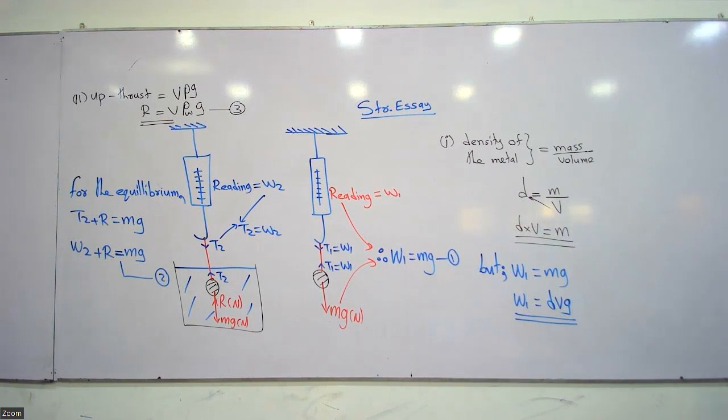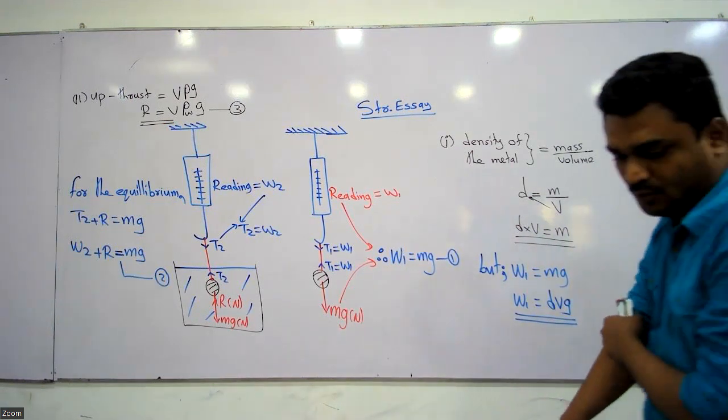Roman number 3. Derive an expression for the relative density of the metal using W1 and W2. Look at both here.